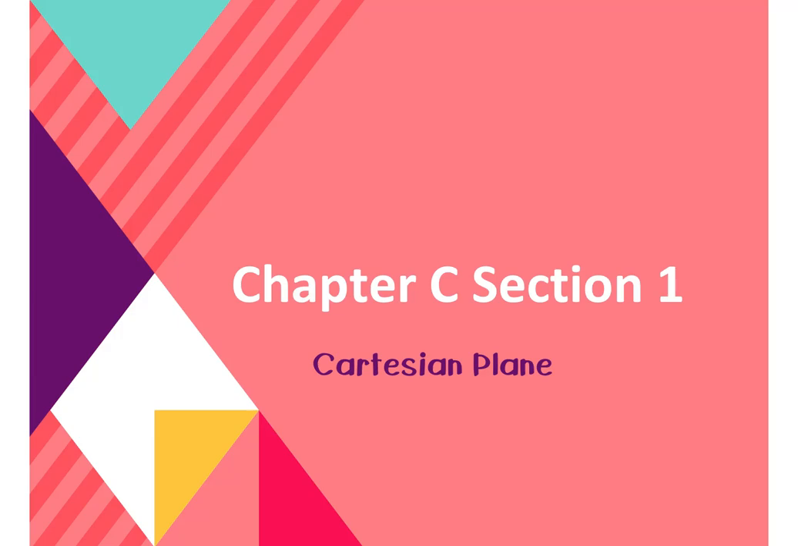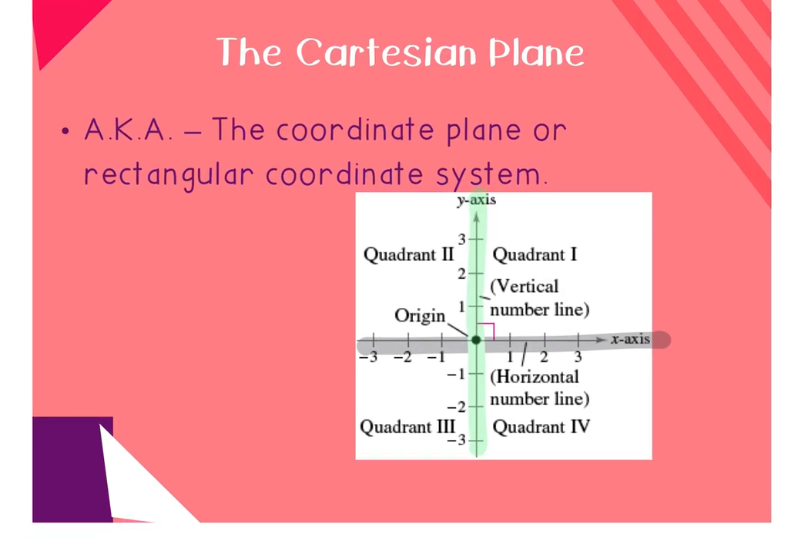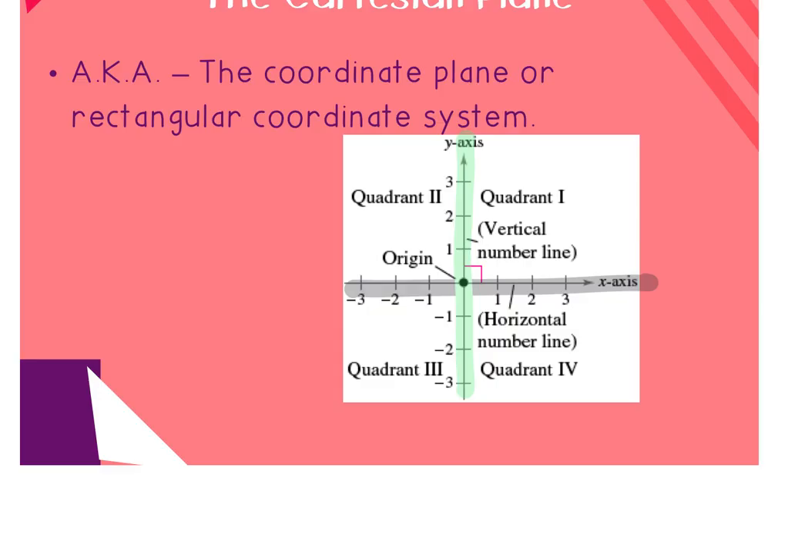So first of all, it's called the Cartesian plane, but what is a Cartesian plane? A Cartesian plane is the same thing as a coordinate plane or a rectangular coordinate system, okay? Hopefully you remember that the x-axis is your horizontal axis, the y-axis is your vertical axis, okay? Your quadrants start in the top right corner, that is 1, and then they go counterclockwise, 2, 3, 4. Where they cross is the origin, okay?